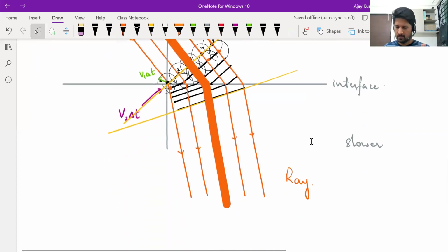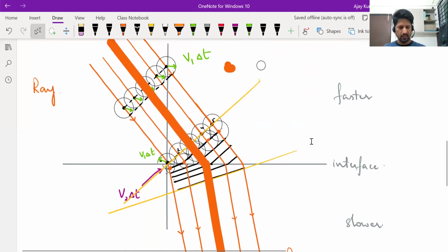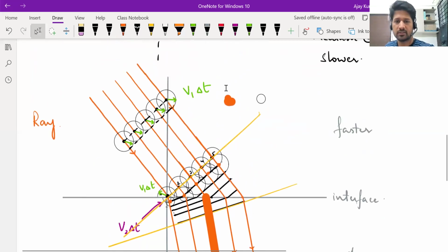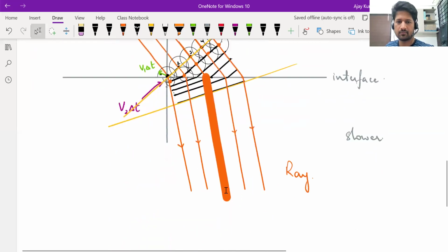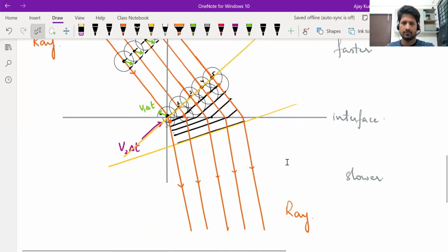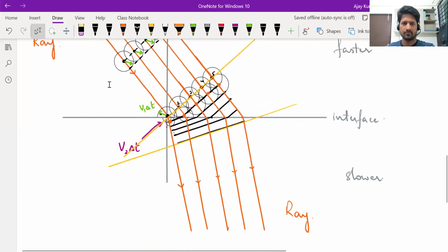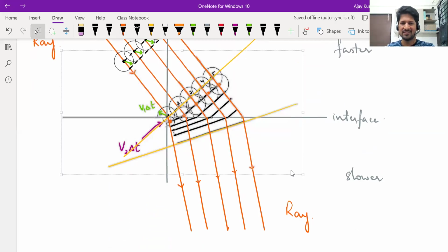Now we need to prove or derive Snell's law. Can one of you tell me the equation of Snell's law? Equation for Snell's law. Mu2 sin i is equal to mu1 sin r. No, wrong. Mu1 sin i is equal to mu2 sin r.